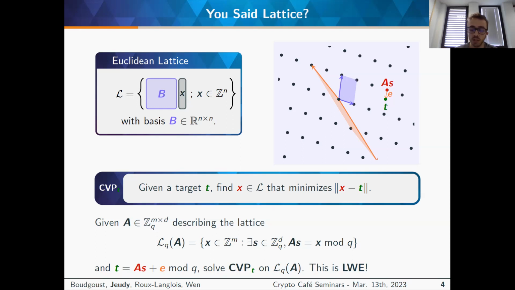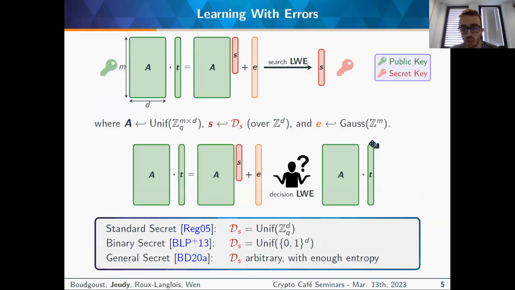But generally, we use a more linear algebraic definition. So in this definition, I give you a matrix A, uniformly random over Z_q. This defines my lattice, and I generate my target T as A times S plus E, as before, where S is drawn from a secret distribution, and E is drawn from a short, typically Gaussian distribution. And now my search LWE problem is to solve this noisy linear system. Given A and T, I ask you to find the vector S. So what's interesting about this problem is that in public key cryptosystems relying on LWE, the public key is A and T, and the secret key is the vector S.